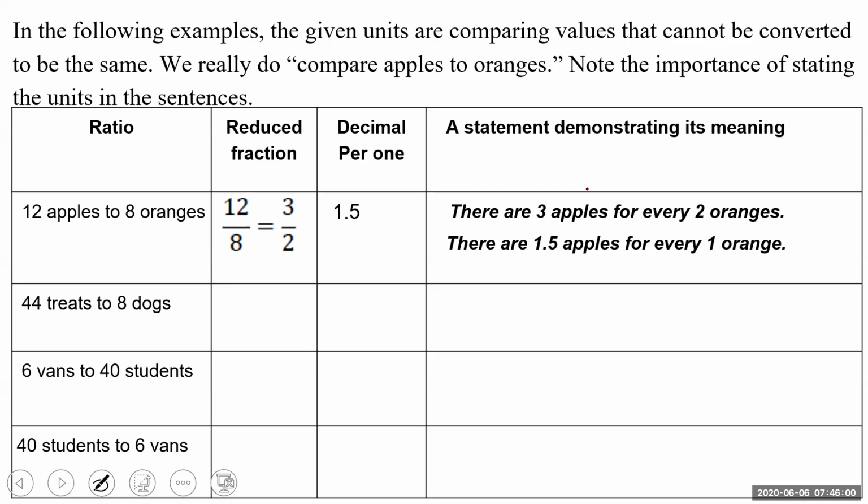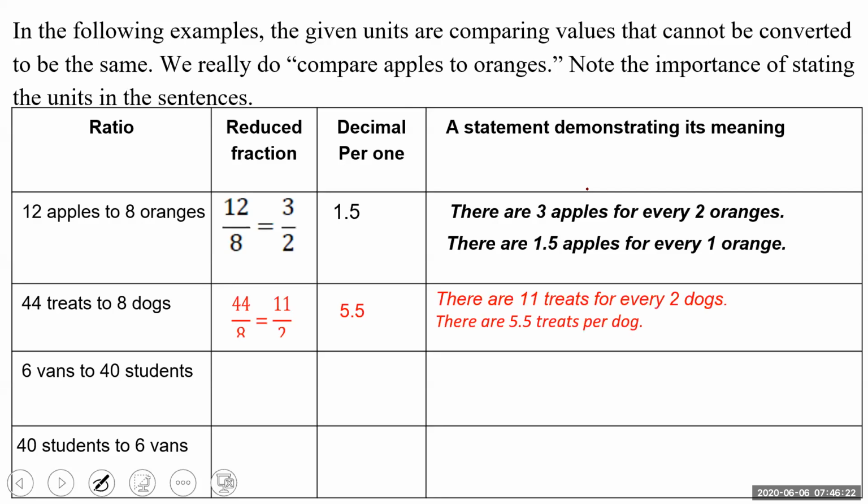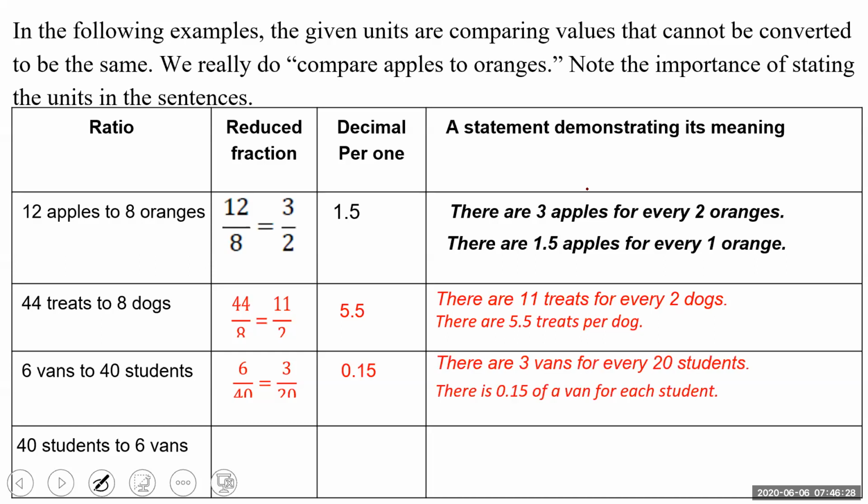These are the 2 interpretations you can make for this relationship. There are 3 apples for every 2 oranges. And then you can also say there are 1.5 apples for every 1 orange. Okay, let's look at that. So for ducks, 44 treats to 8 ducks, you reduce that, as a decimal, and then these are the interpretations. All right, reduce that, all right, and these are the interpretations.